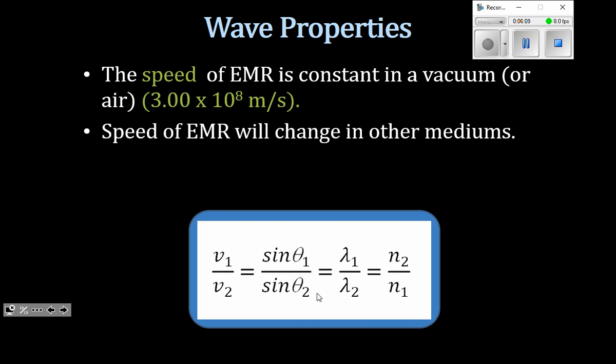But the one thing which is constant, when you change a medium, the velocity changes and the wavelength changes, but the frequency is always constant. So when light moves from air into glass, it's going to slow down, it's going to bend, the wavelength is going to change, but the frequency will stay the same always.